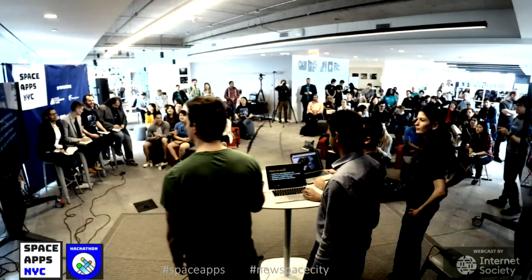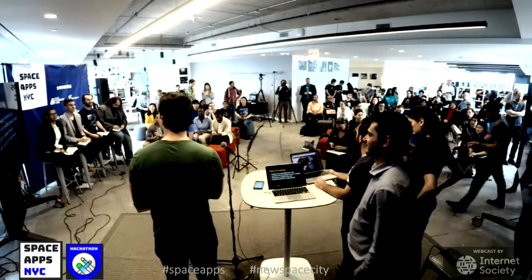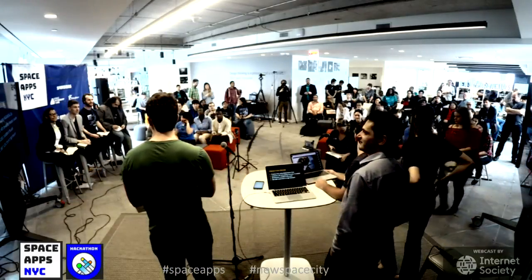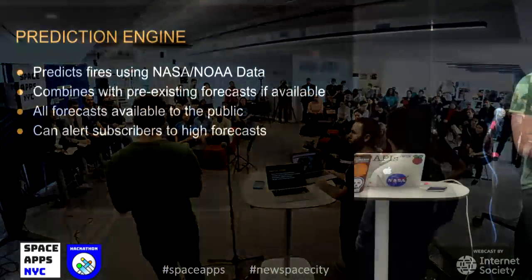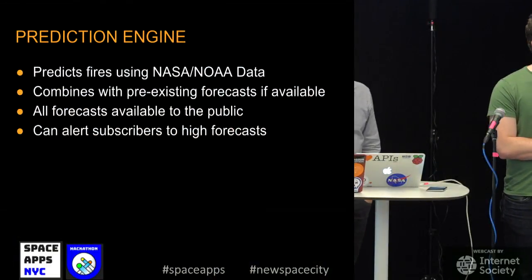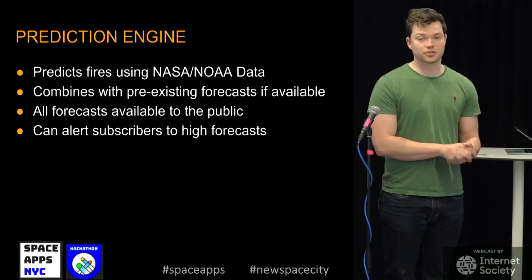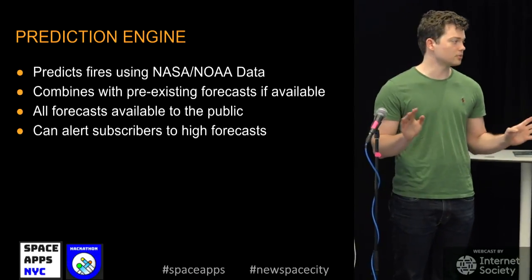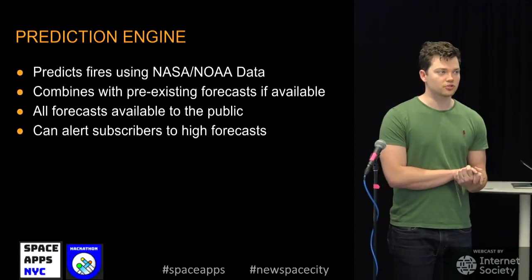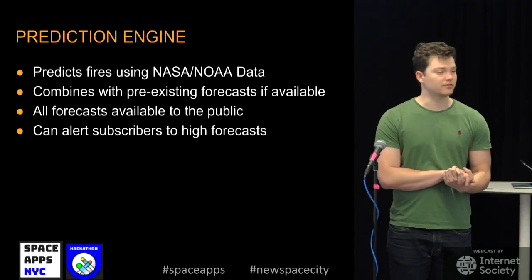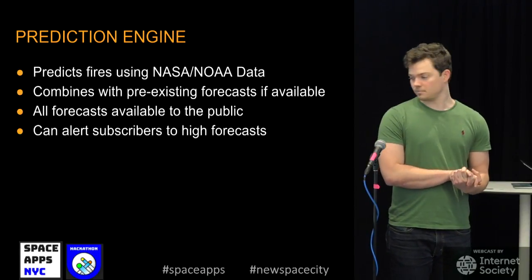All right, so on top of our logging reporting, we have a prediction engine. It pulls in NASA and NOAA data to project and forecast forest fires, and combines with pre-existing forecasts where available. It's an open API that's available to everyone, and we can alert subscribers to high forecasts in their area if they are at risk. Next slide.